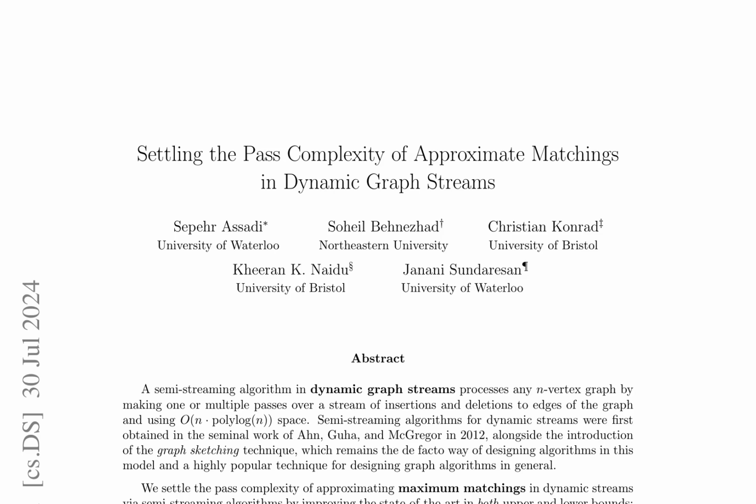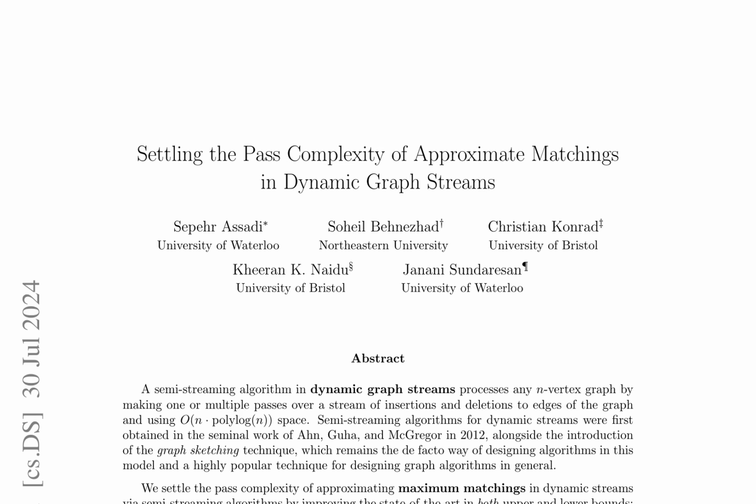Settling the Pass Complexity of Approximate Matchings in Dynamic Graph Streams, by Sepehr Assadi, Soheil Behnezhad, Konrad, Kheeran K. Naidu, and Janani Sundaresan, addresses the fundamental problem of finding approximate matchings in dynamic graph streams. This is a critical issue in computer science and machine learning, particularly in the context of streaming algorithms.